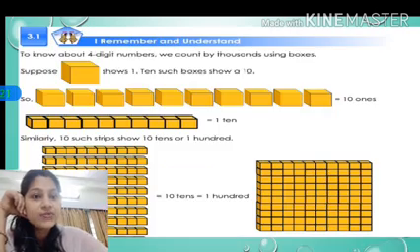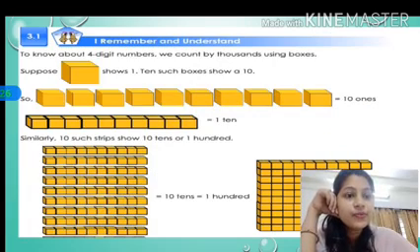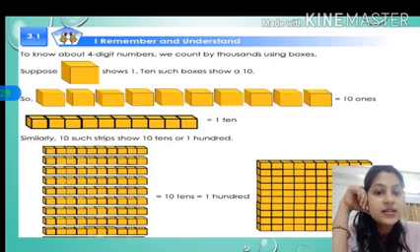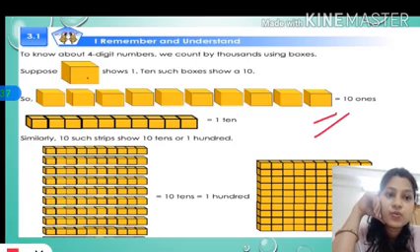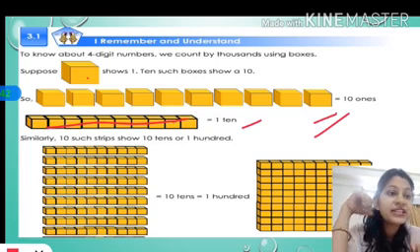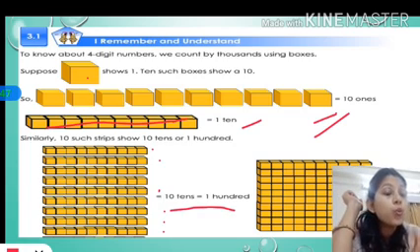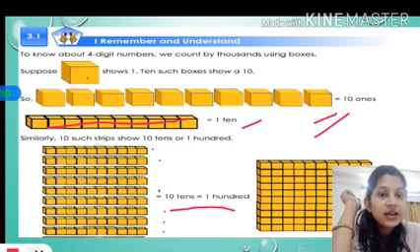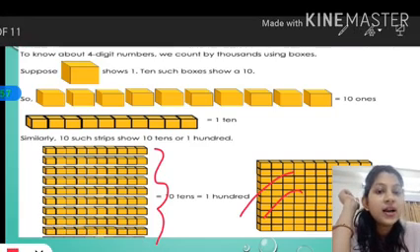Okay, so now let's move ahead back here. We were here on this side. So this is equal to 1, here it is equal to 10 ones, and if they are grouped together they become 1 ten. And if 10 tens like that are placed together, 10 tens equal 100. Now see here, 10 tens are arranged here to form 100.